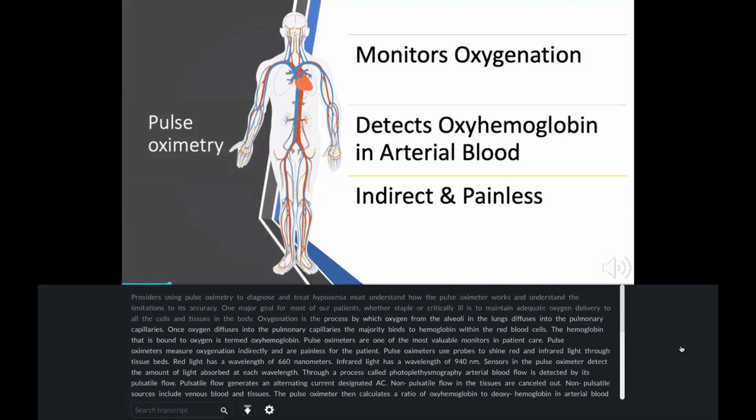Oxygenation is the process by which oxygen from the alveoli in the lungs diffuses into the pulmonary capillaries. Once oxygen diffuses into the pulmonary capillaries, the majority binds to hemoglobin within the red blood cells. The hemoglobin that is bound to oxygen is termed oxyhemoglobin. Pulse oximeters are one of the most valuable monitors in patient care. Pulse oximeters measure oxygenation indirectly and are painless for the patient.